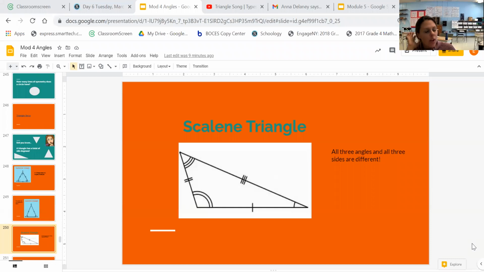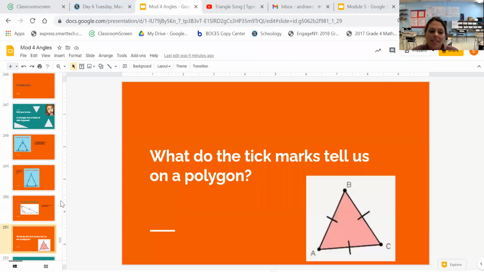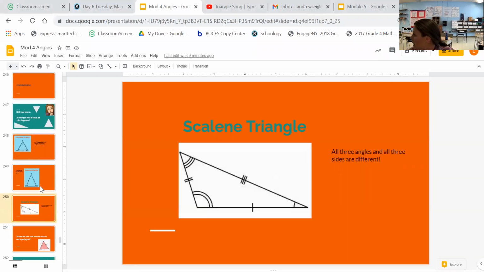All right, friends, so we've learned the equilateral triangle, the isosceles triangle, and the last one we're going to learn today is the scalene triangle. Scalene. When I say scalene, you say scalene.